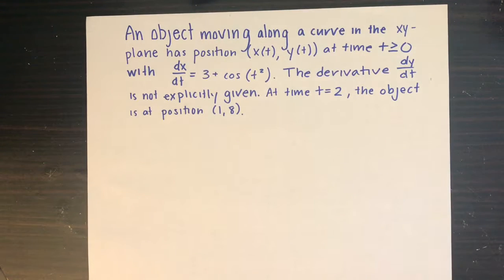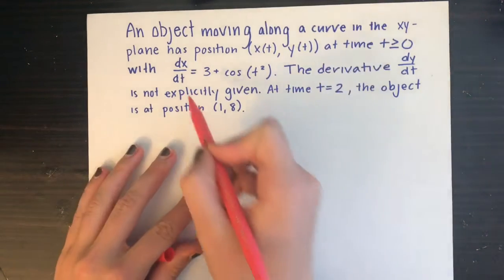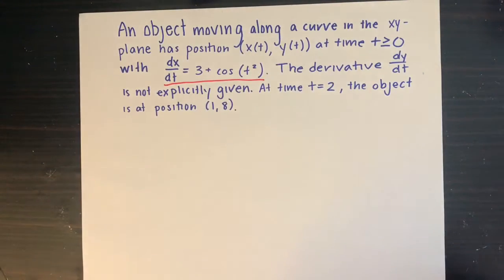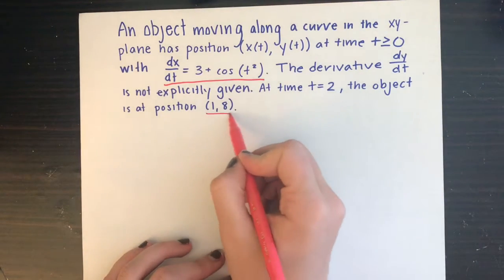First, it's important to identify the most important givens in this problem. Here, it would be the dx/dt equation, which will come in useful in our problem. The initial position of the object is also extremely important, not necessarily initial, but having the position at t equals 2 offers us a good reference point for our question.